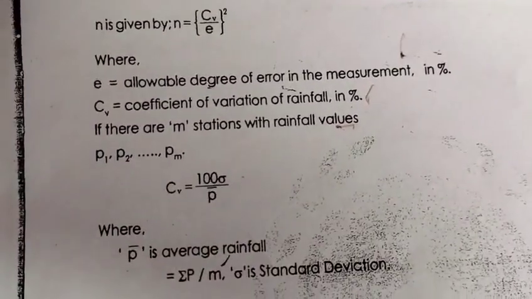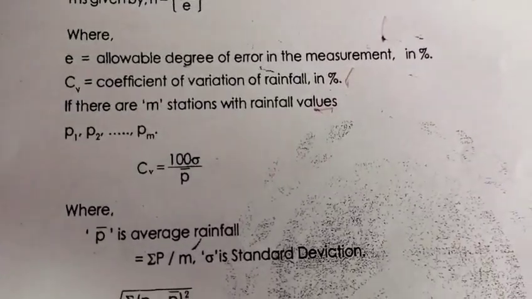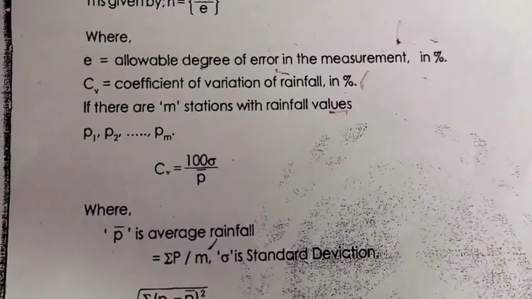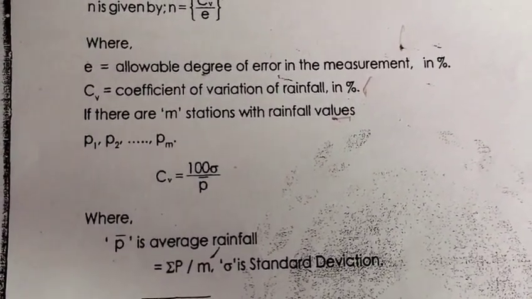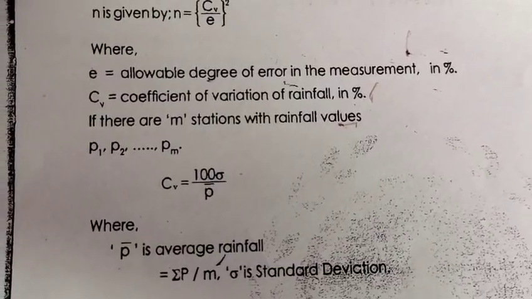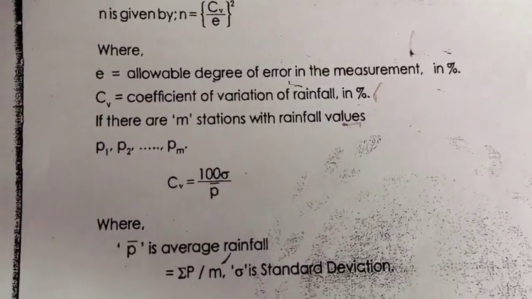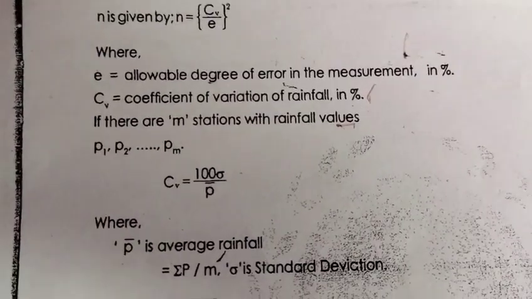So where, as I told, P bar is the average rainfall. So how to calculate the average rainfall? Average rainfall is calculated by the sum of all the rainfall data given divided by that particular m, means the number of rain gauge stations, and sigma, that we know, is the standard deviation.